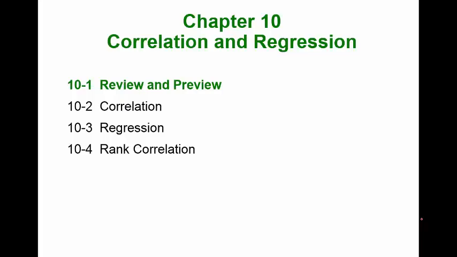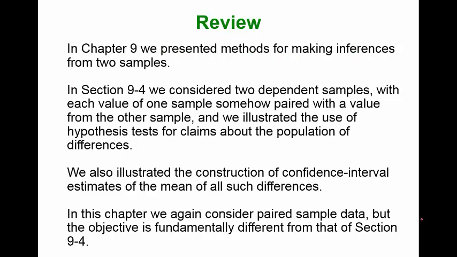Alright, let's get started. The chapter starts with a review and a preview, so let's take a quick look at that. Our review is going back to Chapter 9. We presented methods for making inferences from two samples. Section 9.4 in particular focused on dependent samples, and we called them paired values. We looked at how to do a hypothesis test and make confidence intervals for those paired values.